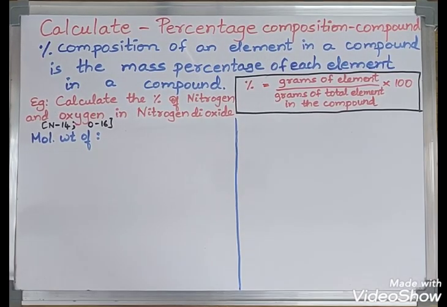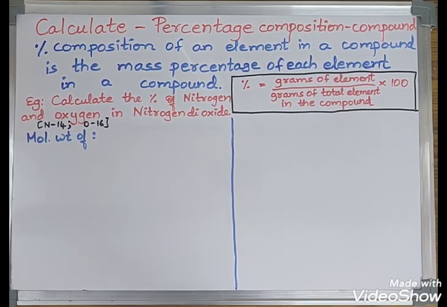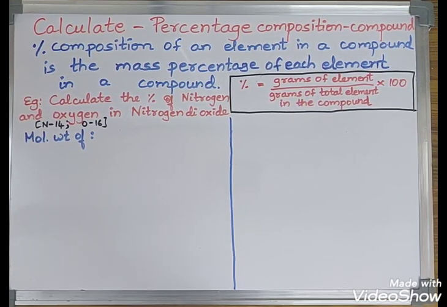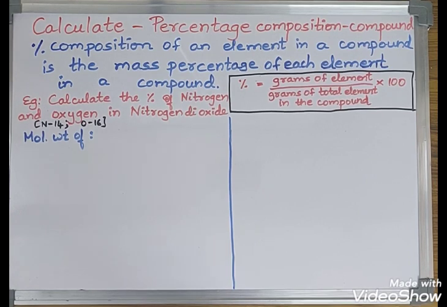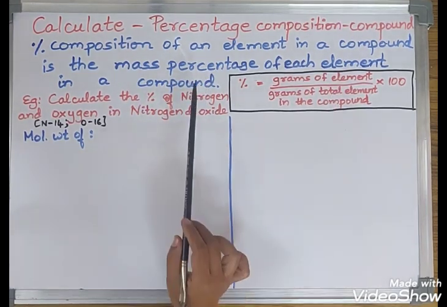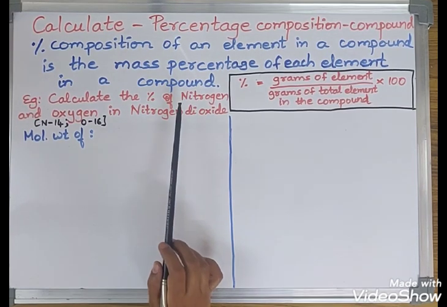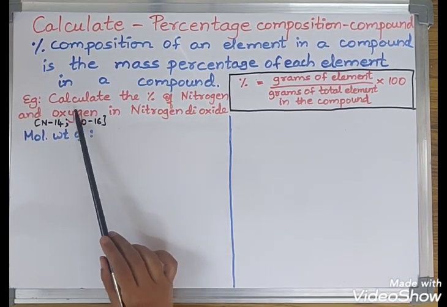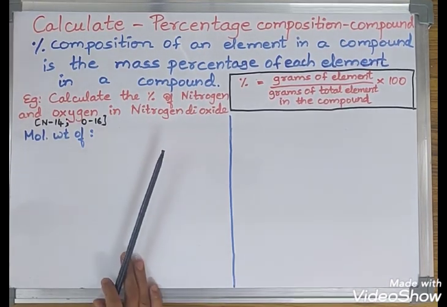Now we will learn another type of numerical, that is to calculate the percentage composition of a compound. What is meant by percentage composition? The percentage composition of an element in a compound is the mass percentage of each element in the compound. Let us learn this better with the help of an example. You will be given the numerical as: calculate the percentage of nitrogen and oxygen in nitrogen dioxide.